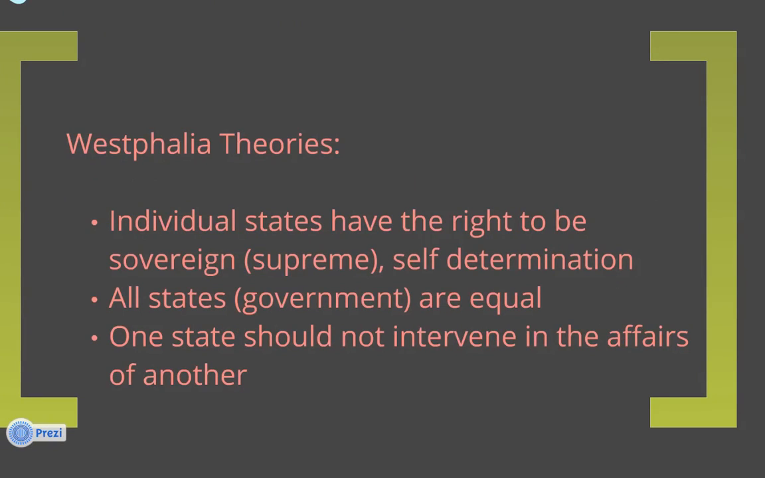The first one is that individual states have the right to be sovereign and supreme. Well, sovereign means like supreme. They have self-determination, which means individual states deal with individual governments. They have the right to determine how they want to run their government. All states, so when we talk about all governments, they are equal.